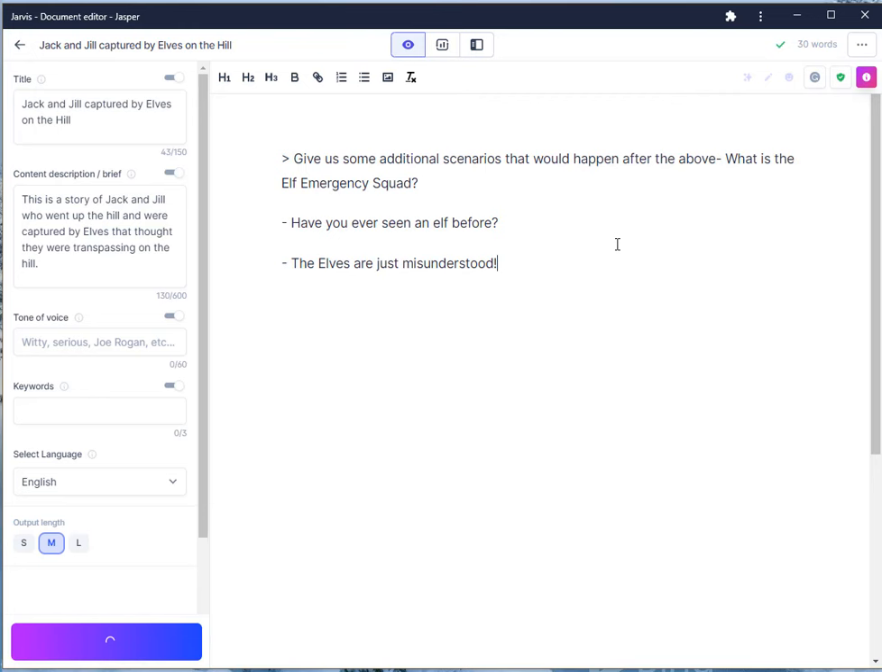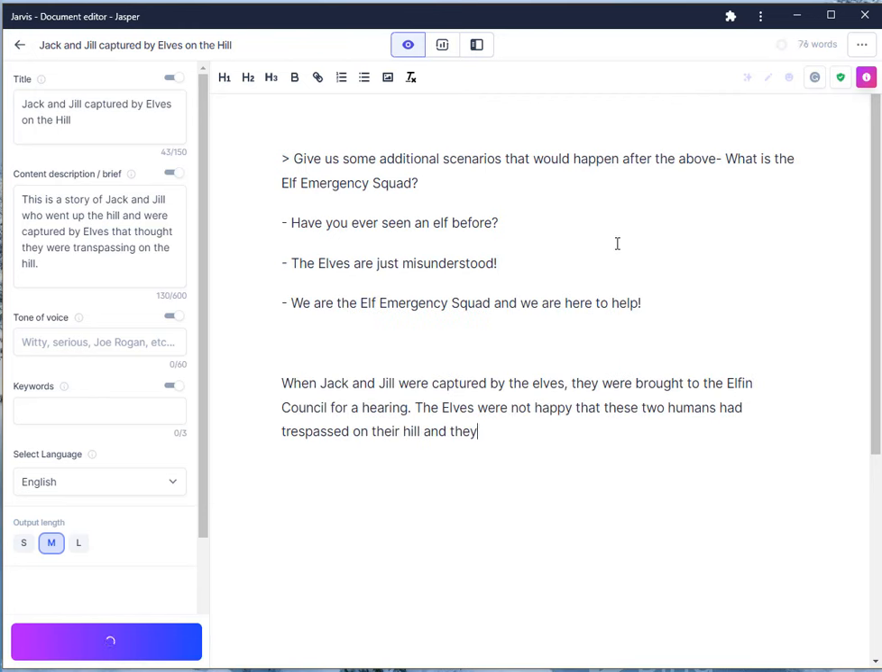That's hilarious. Alright, so we have something with an elf council here. We have the elf emergency squad, and elves are just misunderstood. So we have some storyline aspects here that we can actually use in crafting our story. So let's try it out.